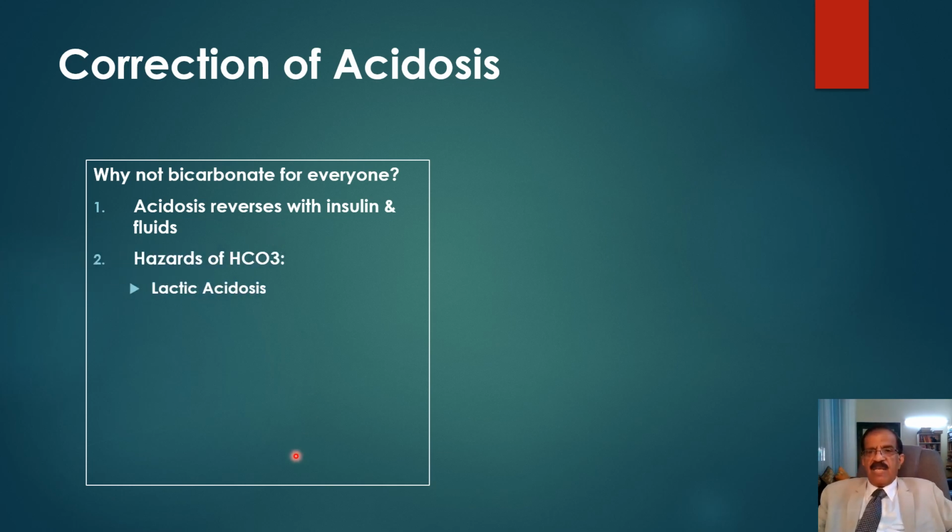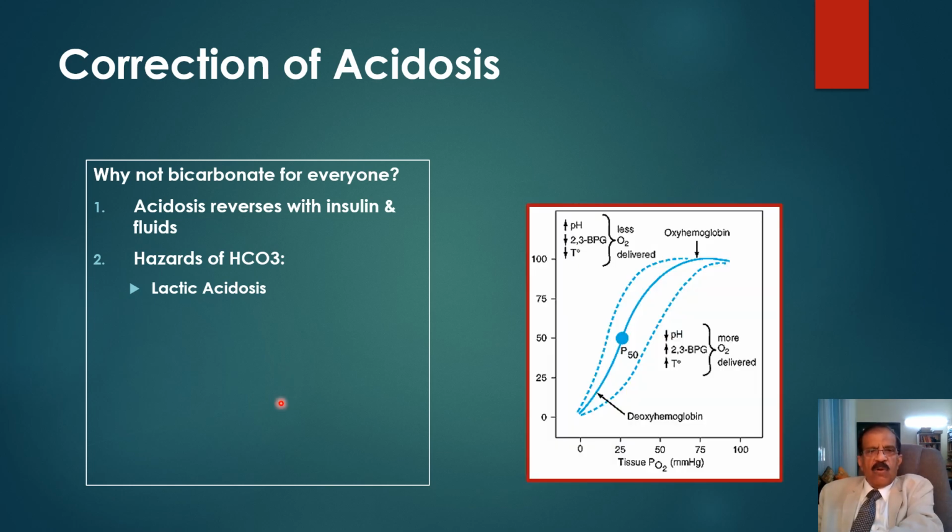But another reason is there are two hazards of bicarbonate therapy, and one of them is the development of lactic acidosis. Lactic acidosis is a serious condition, so you would obviously not want the treatment to actually cause lactic acidosis. So how does that develop? I will need your attention, and this is a slightly complicated concept, but I'm sure you will understand it if you follow. This is the oxygen dissociation curve, this one, right?